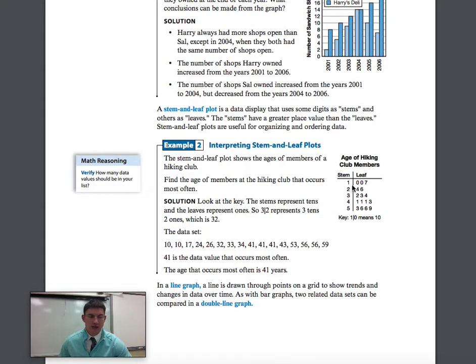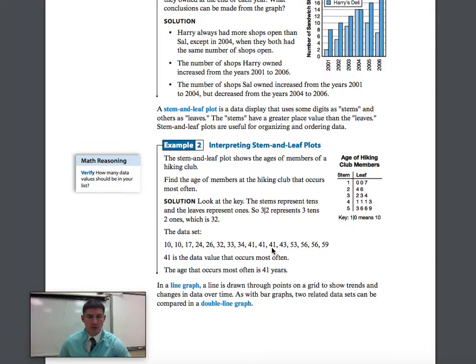Here in this case, the age that is here, 1, 0, it means 10, 10, 17, 24, 26, 32, 33, 34, 41, 41, 41, 43, 53, 56, 56, and 59. Okay, here's the entire data set written out, which one occurs most often?